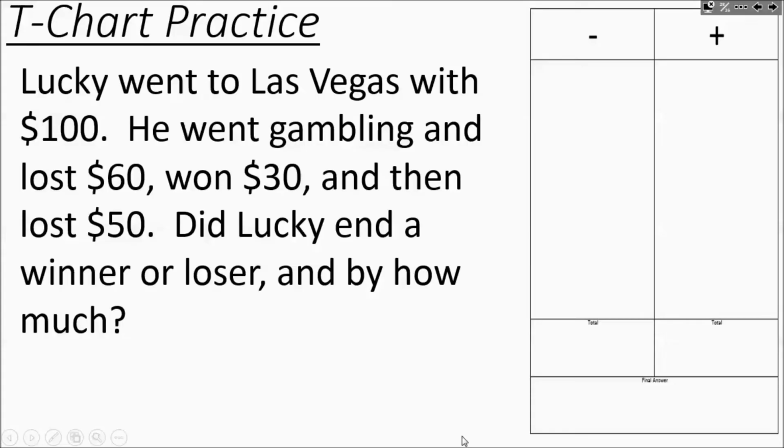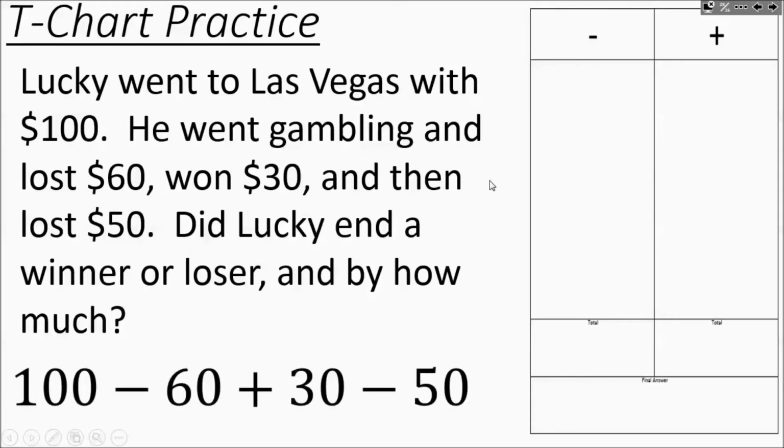All right, on this one, we have our same friend. Go ahead and read the problem, pause it. So he went with 100 bucks. He lost 60, won 30, and lost 50. I'm going to go ahead and write the numbers at the bottom. He showed up with 100, lost 60, won 30, and then lost another 50.